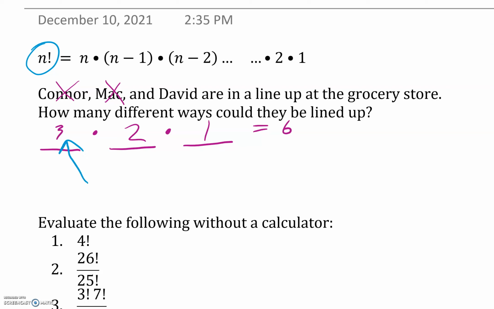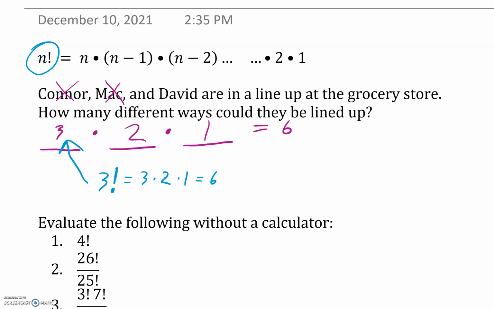We use our first number, and we write it with a little exclamation mark, which is the factorial symbol. And that is the same thing as writing 3 times 2 times 1 equals 6. So 3 factorial equals 6.